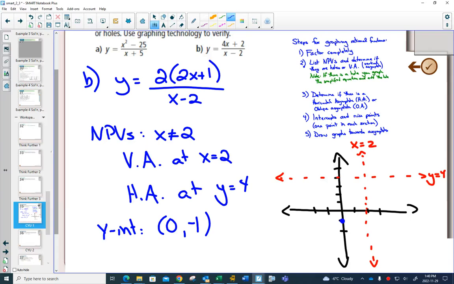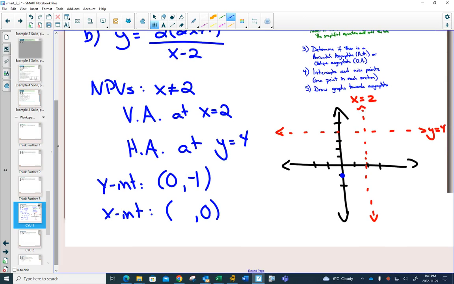For our x-intercept, our x-intercept is when y is equal to 0. Now something really cool happens when y is equal to 0 in a rational equation. I'm going to rewrite my rational equation, which was 2 times (2x plus 1), there's the factored form, divided by x minus 2. Really what you have with a rational equation is a fraction.